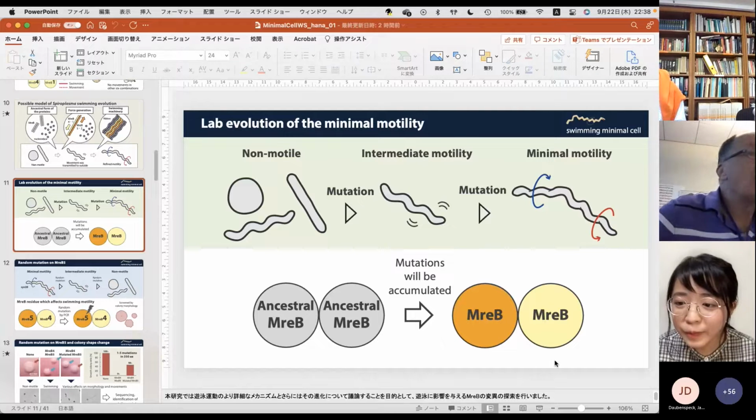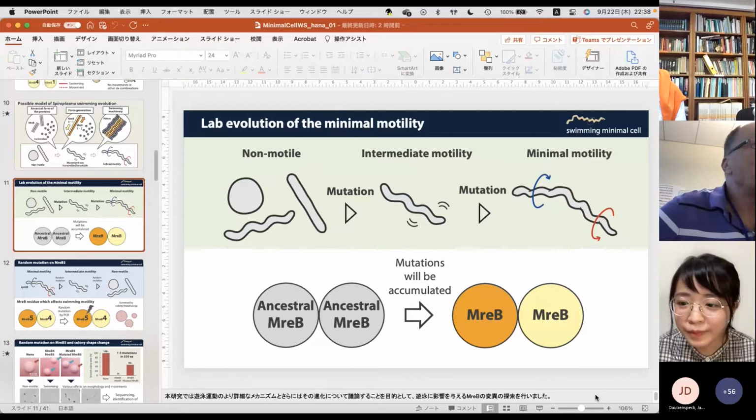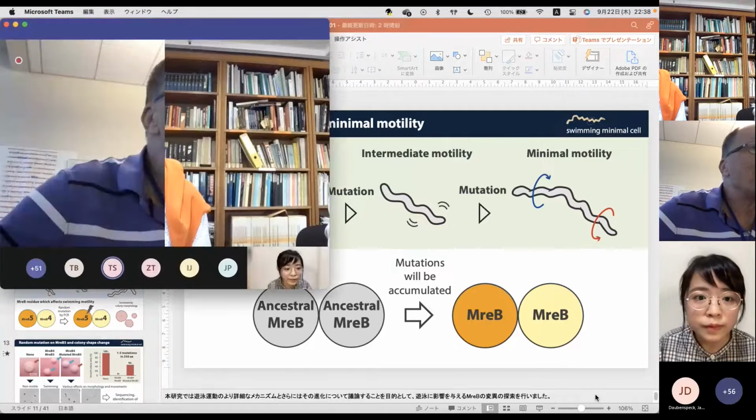Oh, please. Let's see. I would like to know how you distinguish swimming motility from just random movement. Can you distinguish swimming motility? We can distinguish swimming motility because the reconstructed Sin3b swimming cell shows switching between left-handed helices and right-handed helices, like spiroplasma. So we can say this is swimming motility.